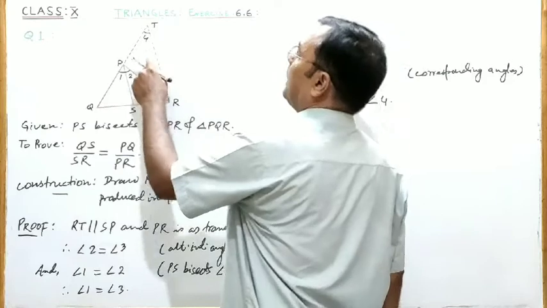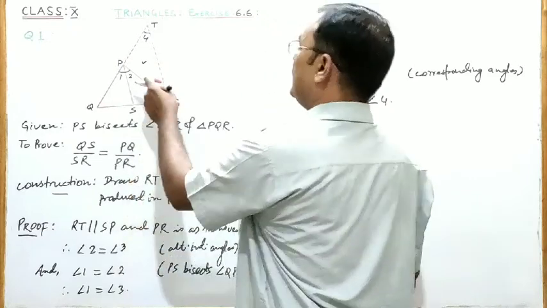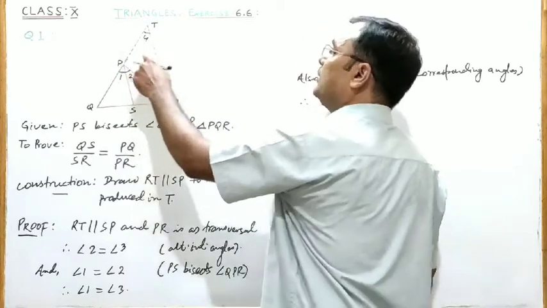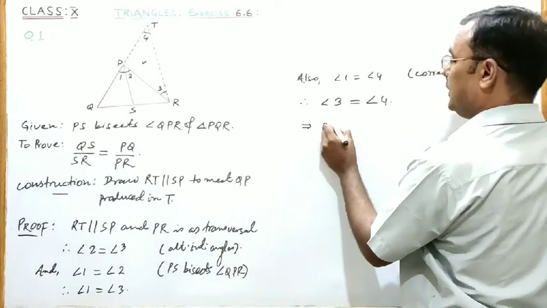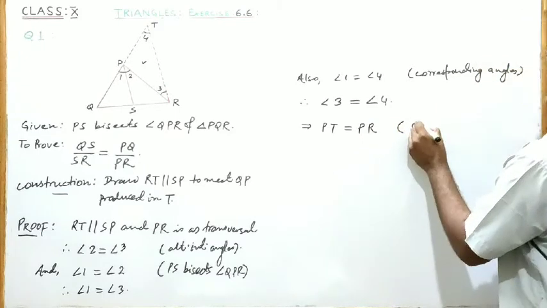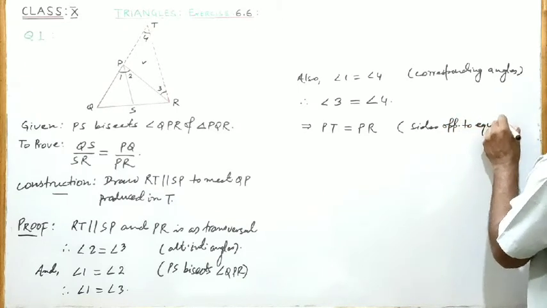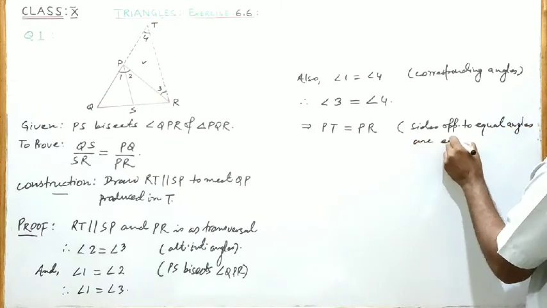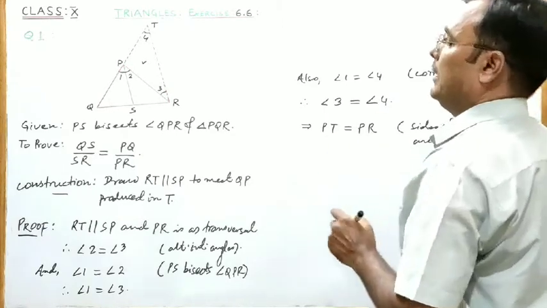Now see triangle PRT. In triangle PRT, angle 3 is equal to angle 4. Therefore, sides opposite to equal angles will be equal, and this implies PT is equal to PR. Sides opposite to equal angles are equal. So PT is equal to PR.